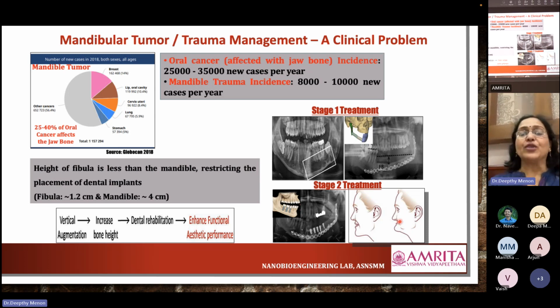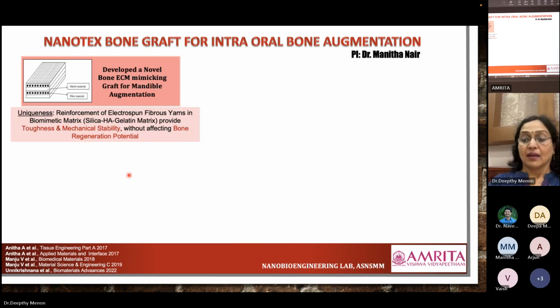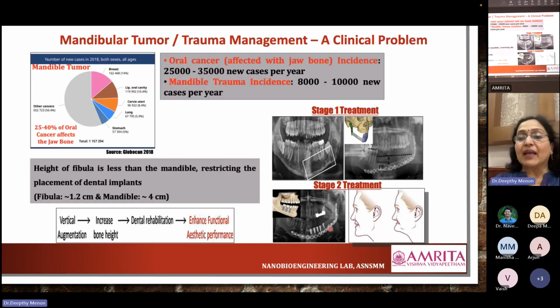So what do patients do now? And what do the doctors do? They cut a piece of bone, that is fibula. But this fibula is short in height. So they keep fibula, and on top of that, they keep something to augment that height. So vertical augmentation, that is, increase the height up to the required level. Increase of bone height is done, and then you can place implants, dental implants like this. This is what is normally done.